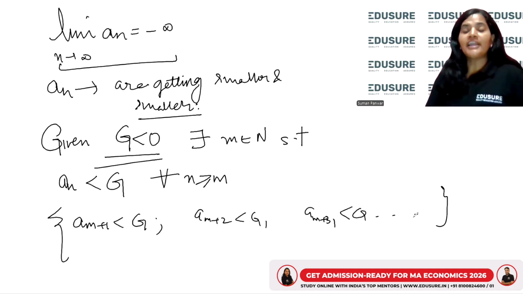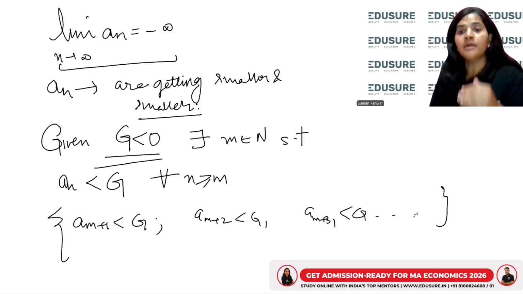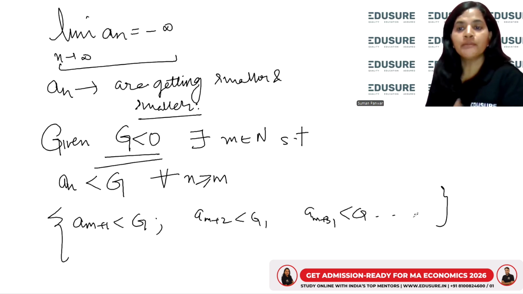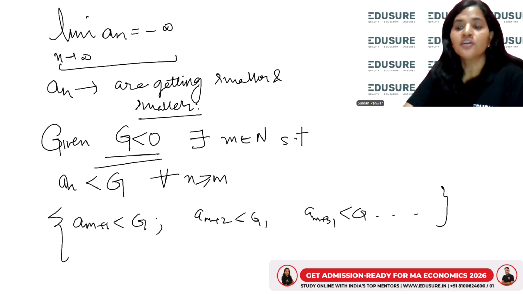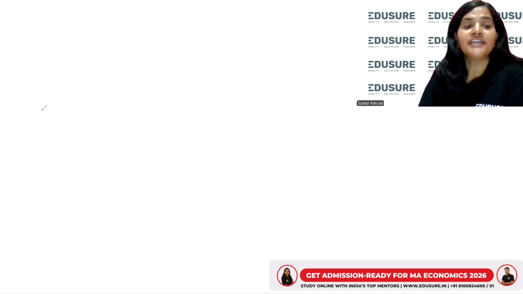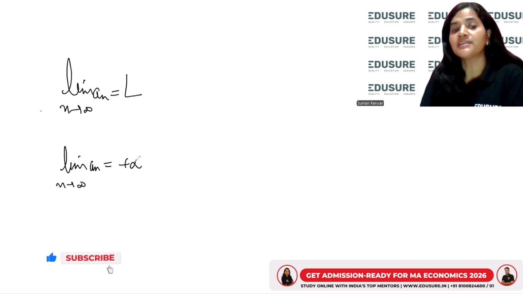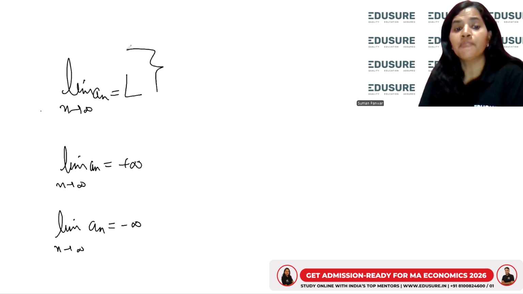What I'm trying to say is that you give me a negative number and I will be able to find a particular term after which all the terms will be less than that negative number. Therefore, no matter how small a number you give me, I will be able to find infinitely many terms of the sequence which are lesser than that negative number. That is what is meant by the limit of a sequence tending towards minus infinity. So what we have done today: the definition of a sequence converging to L, the definition of a sequence diverging to plus infinity, and the definition of a sequence diverging to minus infinity.